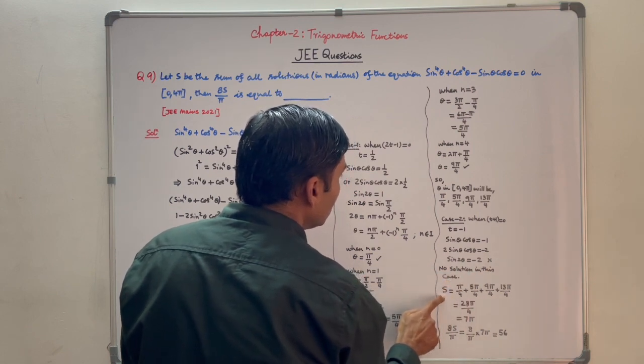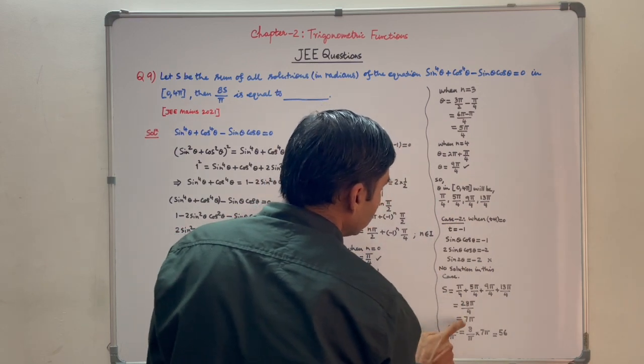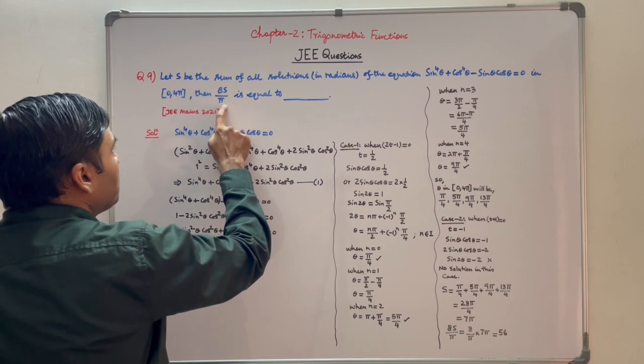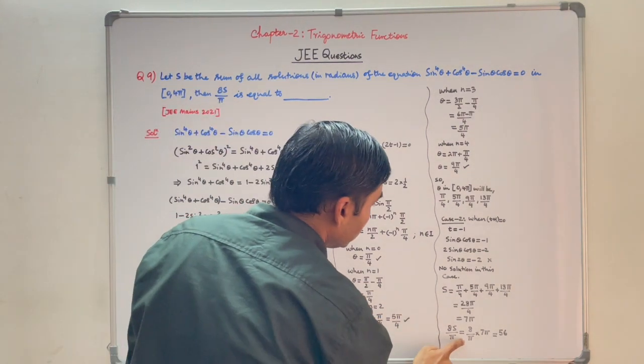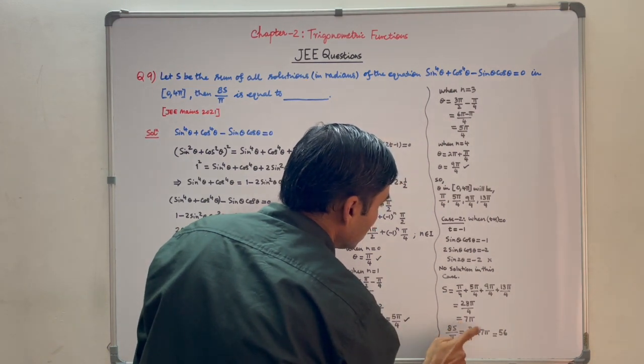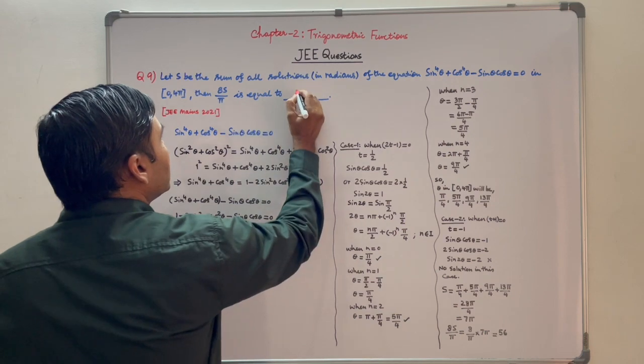Now S will be equal to summation of all these angles. So S comes out to be 7 pi. We have to calculate the value of 8S upon pi. So 8S upon pi is equal to 8 by pi into S, and S is 7 pi. So the answer is 56. So we will fill 56 here.